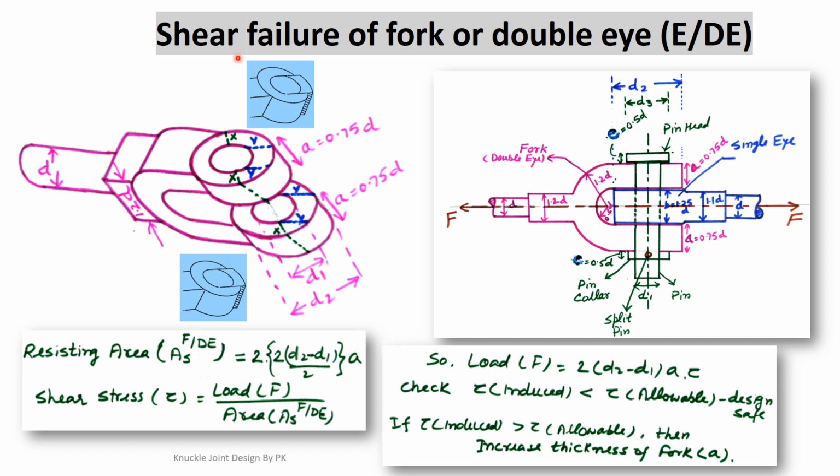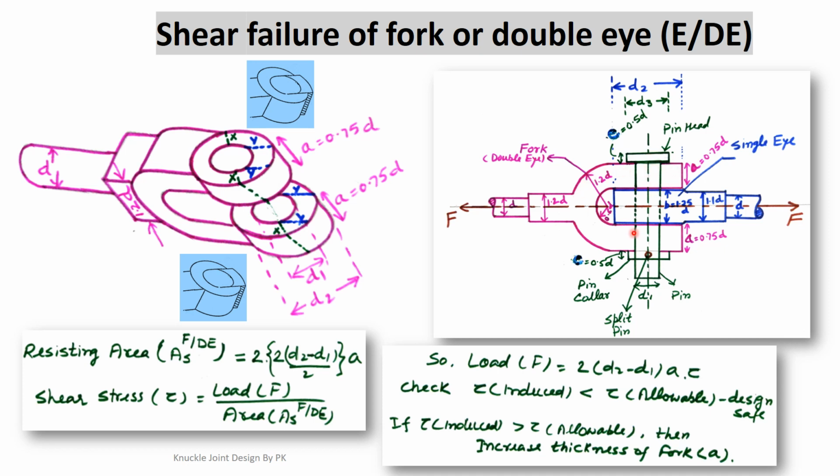So the next failure is the shear failure of the fork, or the double eye. Here we see that this purple color part is called the fork end, and this blue color part is called the single eye, and we insert a pin in between. So we have to see which portion of the fork is in contact with the pin. We see that both these portions are in contact with the pin, so from these locations it can also fail in shear.